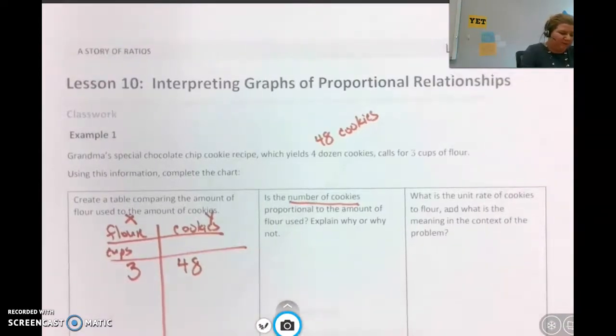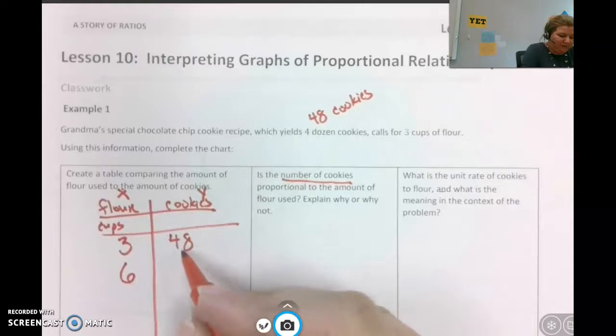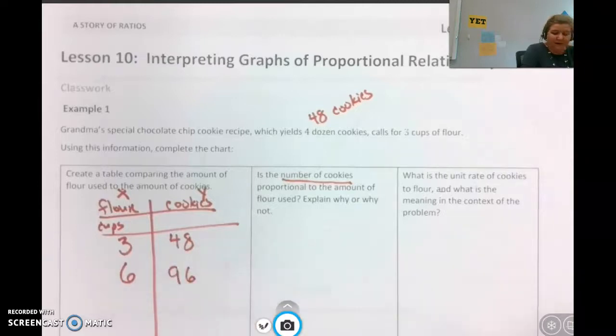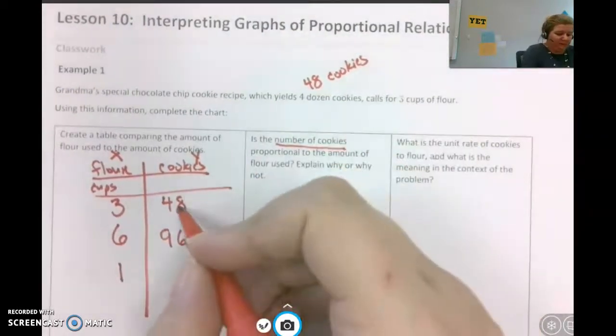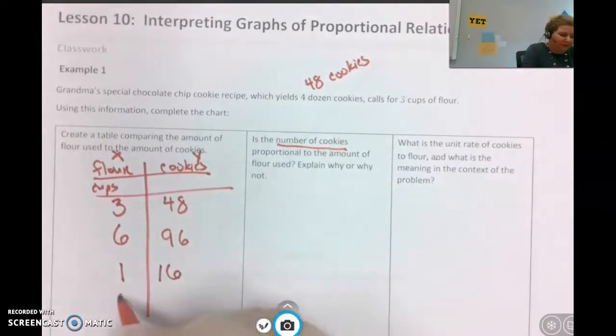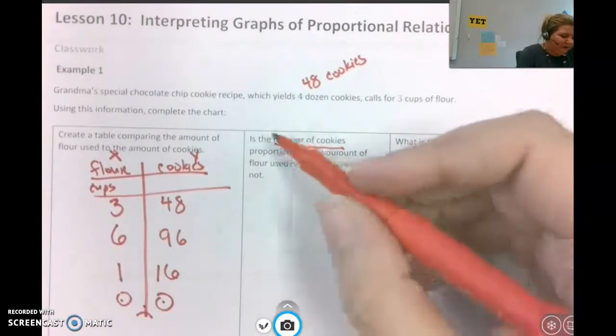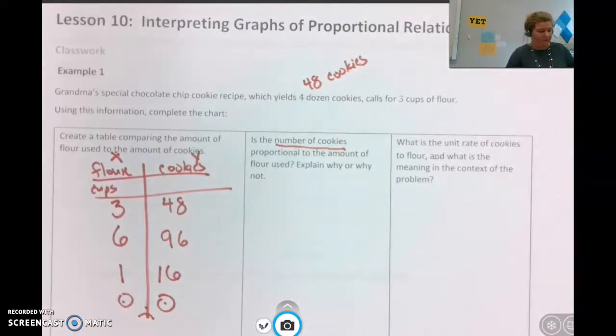What if I doubled that, and I had 6 cups of flour? That would give me double this, so 96 cookies. What if I only had 1 cup of flour? So 48 divided by 3 is 16. What if I had no flour? No cookies. Sadness.